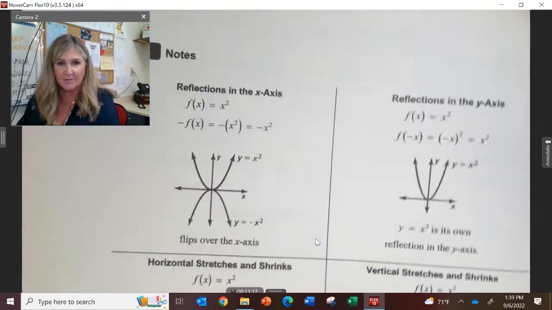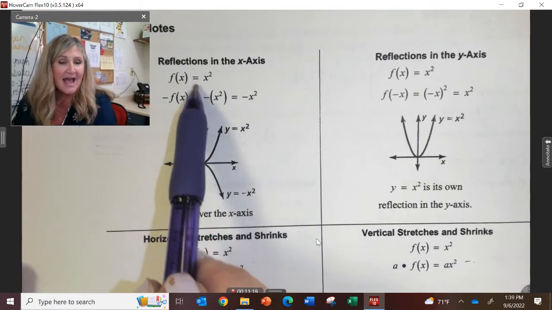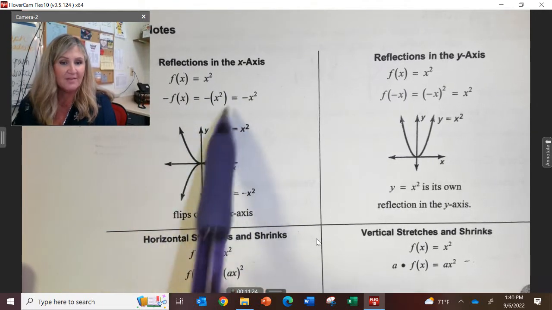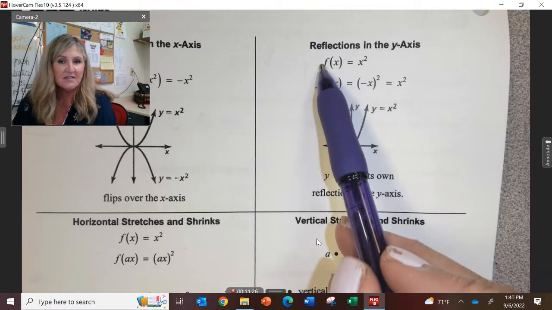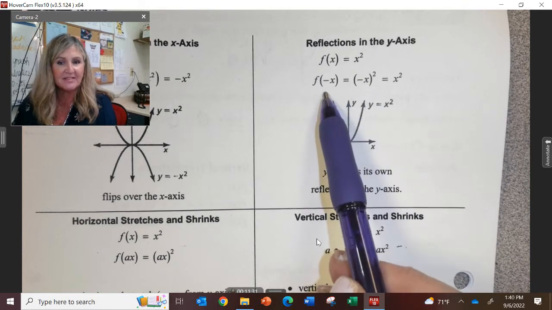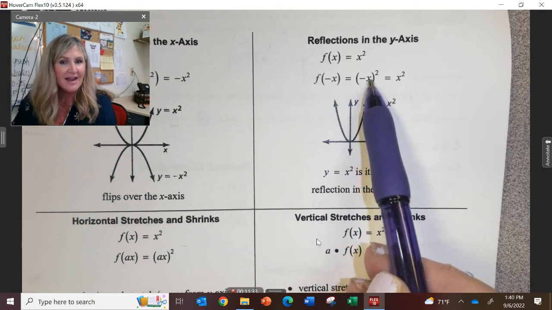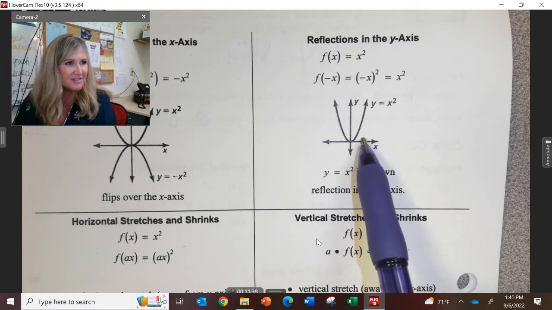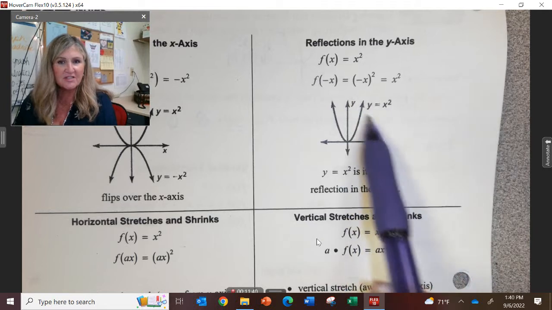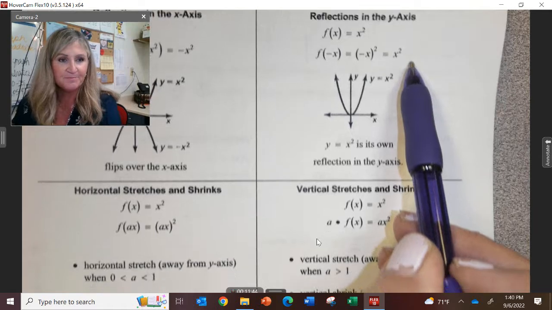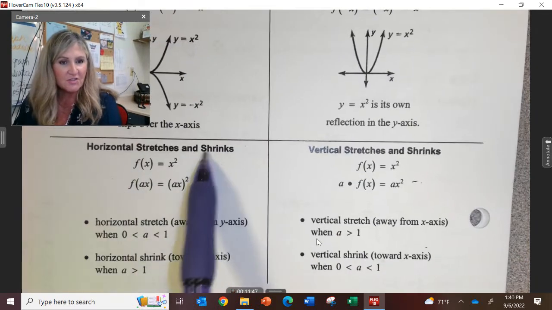All right, let's go over here. This is all review. I'm going to go through it quickly. To have a reflection in the x-axis, we multiply the whole function by -1. That flips us over the x-axis. To have a reflection in the y-axis, we replace the x with a negative x. Now, if I reflect a parabola over the y-axis, does it really change it? No. So it just turns into the same thing, and that's because a negative x squared is just a positive x squared.